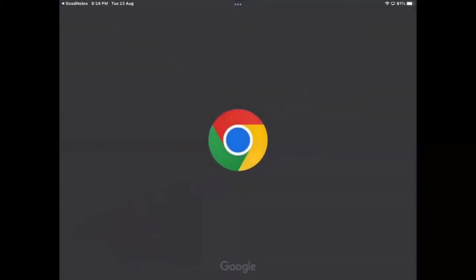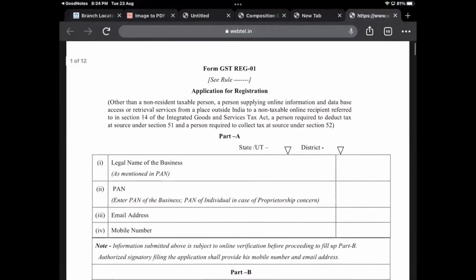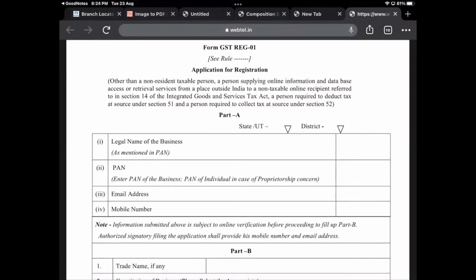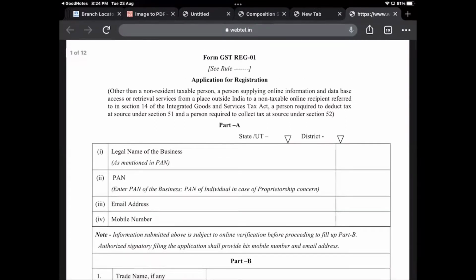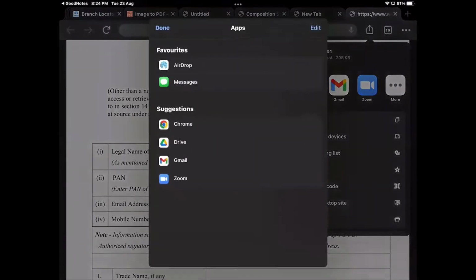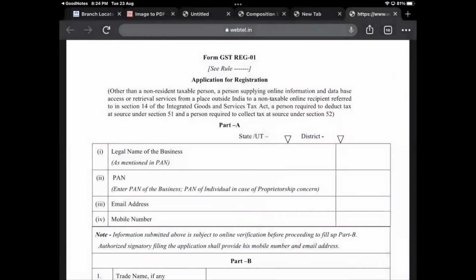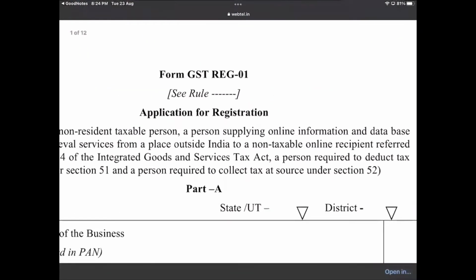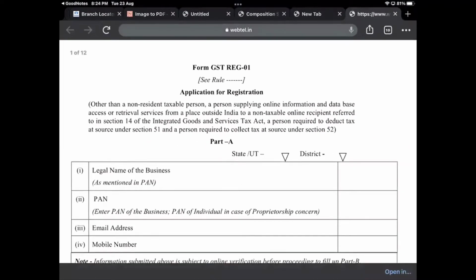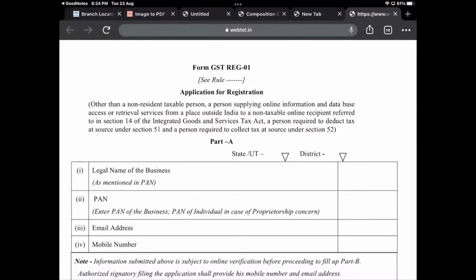Okay, see, this is the form. This is GST REG-1. Just give me a second. Okay, leave it. So this is form GST REG-1. This is the one which a person files whenever he first opts for registration under GST. When I say first time, I mean he's liable to get registered, maybe due to turnover, maybe voluntary, or whatever it is.